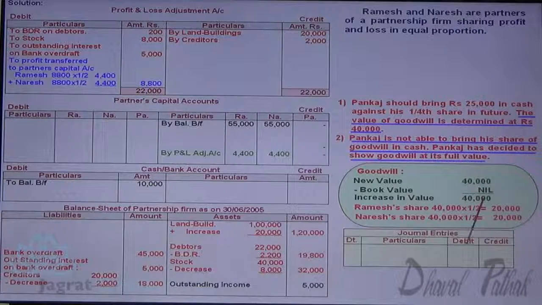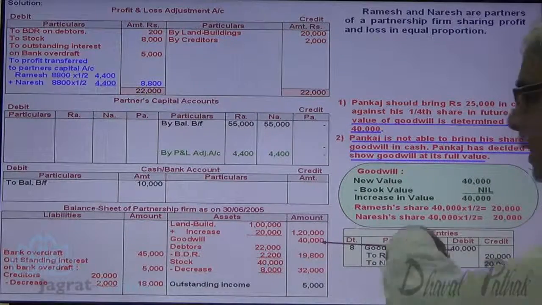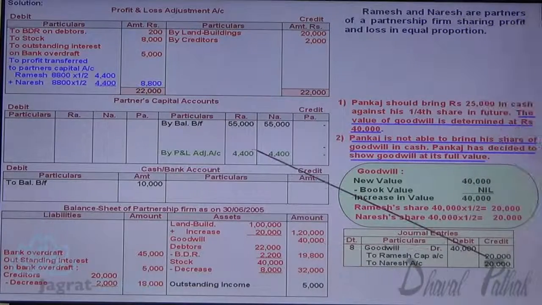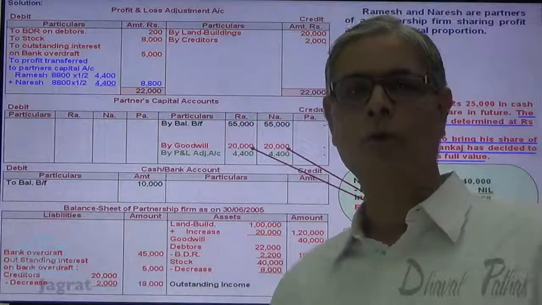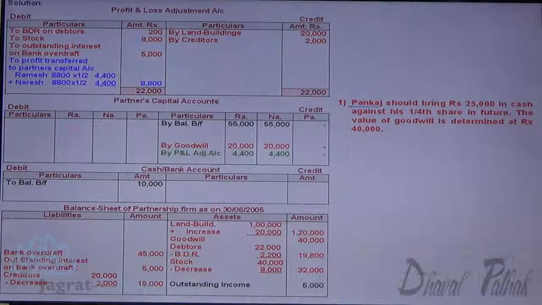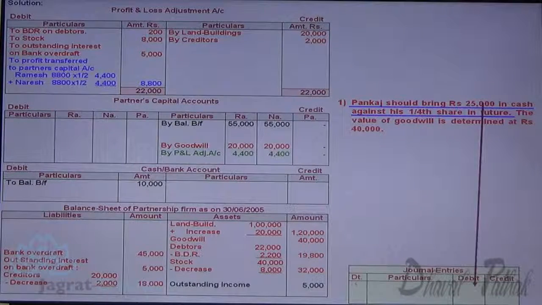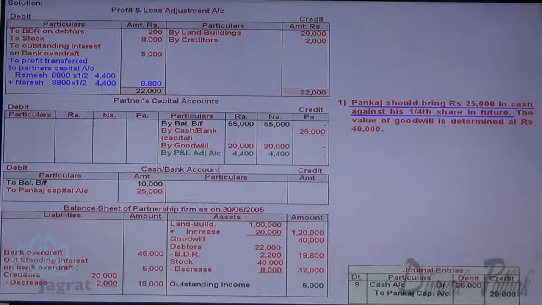So goodwill will appear in the balance sheet. Goodwill account debit, Ramesh capital account credit 20,000, Naresh capital account credit 20,000. So goodwill appears in the balance sheet at 40,000 and capital accounts are credited with 20,000, 20,000 each. This is how accounting for goodwill is made. Now capital brought is 25,000. Entry for that, cash account debit, Pankaj capital account credit.